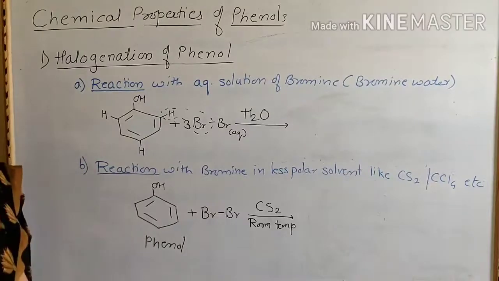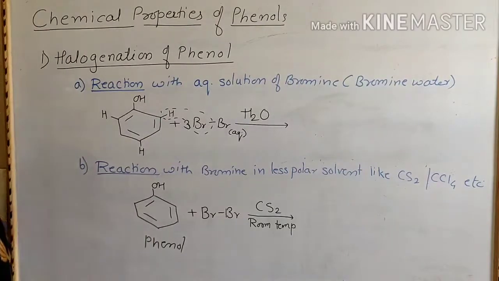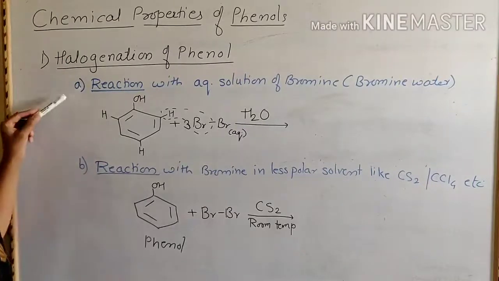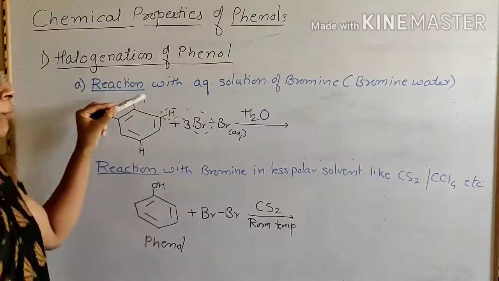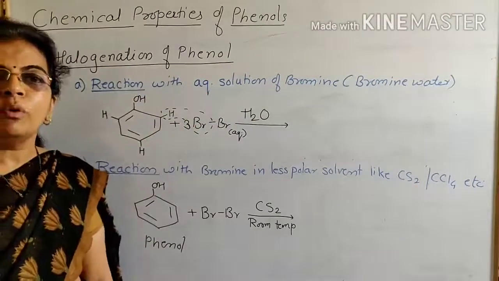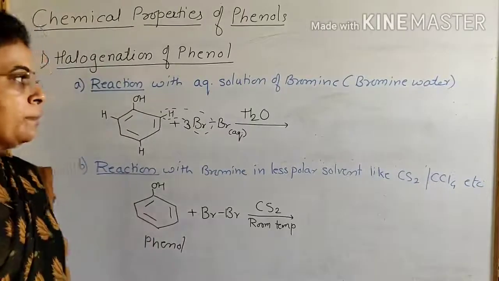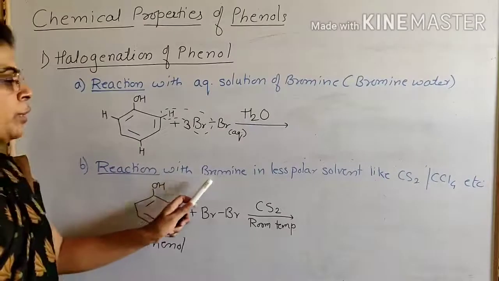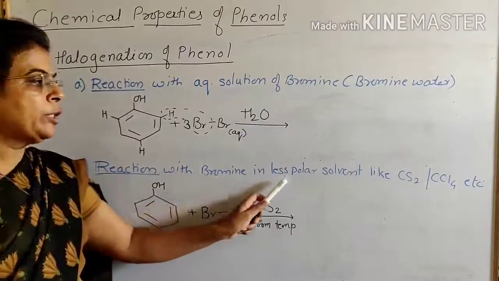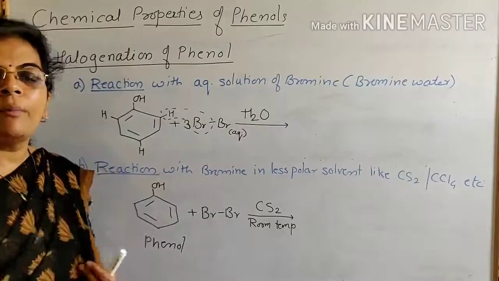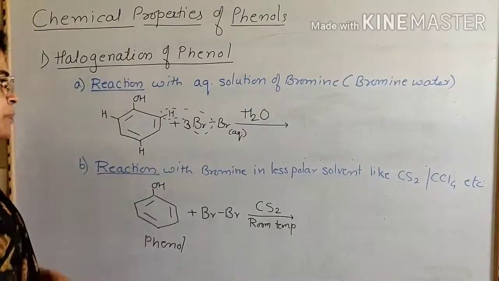Now we are going to see bromination of phenol. This bromination of phenol is carried out by two methods. First, we are going to see reaction of phenol with aqueous solution of bromine, that is with bromine water, and second, reaction of phenol with liquid bromine in presence of less polar solvent like carbon disulfide or carbon tetrachloride.